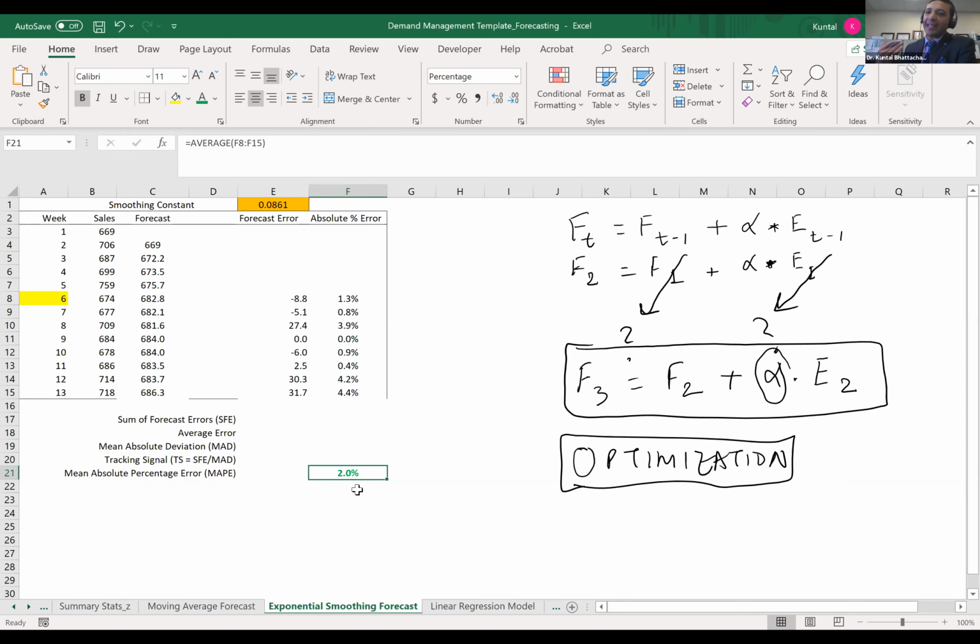You could have done the same exact thing with MAD. You could have calculated MAD and it would have done something very similar. You're also again trying to minimize MAD by changing the smoothing constant. So all you had to do was change the specific cell reference for the objective function if you were using MAD. But in this case, we have used MAPE. So that is a very simple approach to how you can use optimization techniques, if you will.